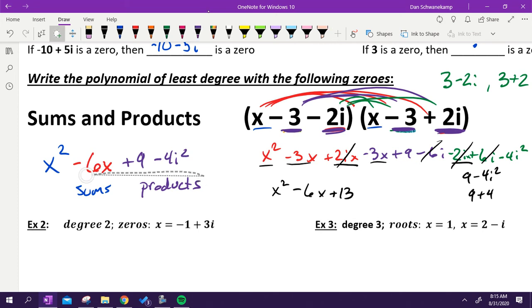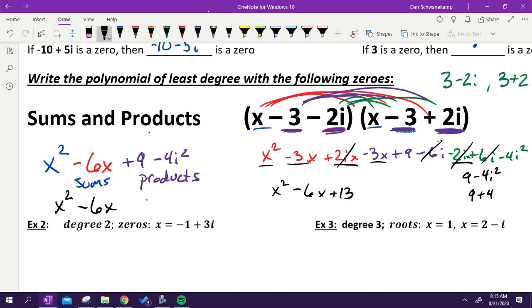Now all we have to do is a quick simplifying. This is x squared minus 6x. This is 9 plus 4 because it's minus 4i squared. So that gets me 13. Same answer. You can FOIL it all out. If that makes you feel better inside, do it. But using sums and products makes it a lot easier. We add the real parts and add the imaginary parts. Then we multiply the real parts and multiply the imaginary parts and simplify from there.